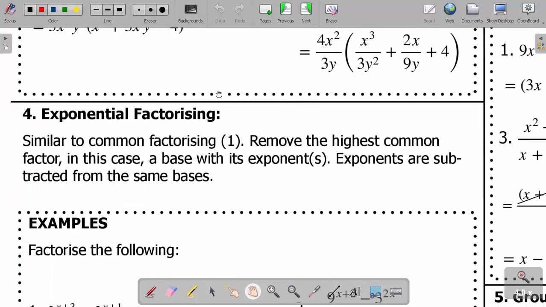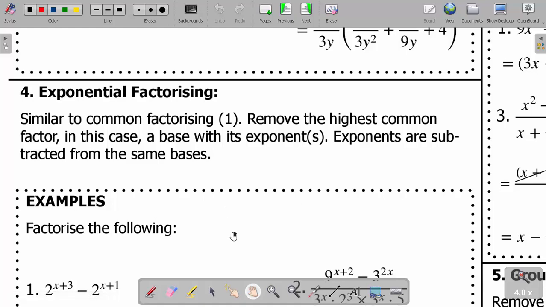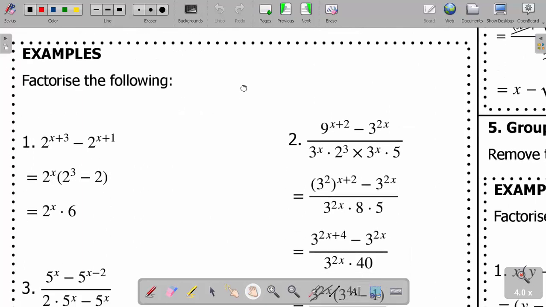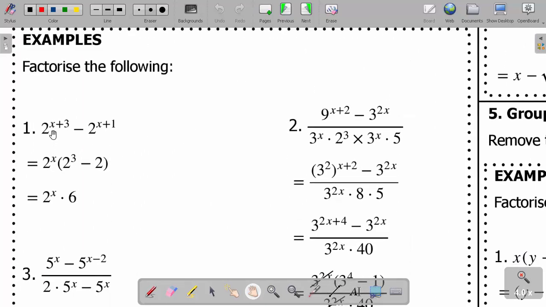Now another one here is to do with exponential factorizing. What do we do? Similar to common factorizing, like in one, remove the highest common factor first, and in this case a base with its exponents, where exponents are subtracted from the same bases. Okay, examples. Factorize the following here. I have 3 power x plus 3, 2 power x plus 3 minus 2 power x plus 1. Now if you check here, this is 2 power x dot 2 power 3 minus 2 power x dot 2 power 1. Let me show it properly here, so I don't want to lose any of you.